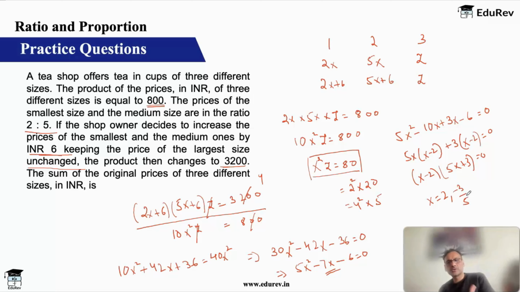Now because this is the price of tea, obviously it cannot be negative, so we'll have to go with x is equal to 2. And that is what we had figured out here. It is either 2 or it is 4, right? So it is 2.